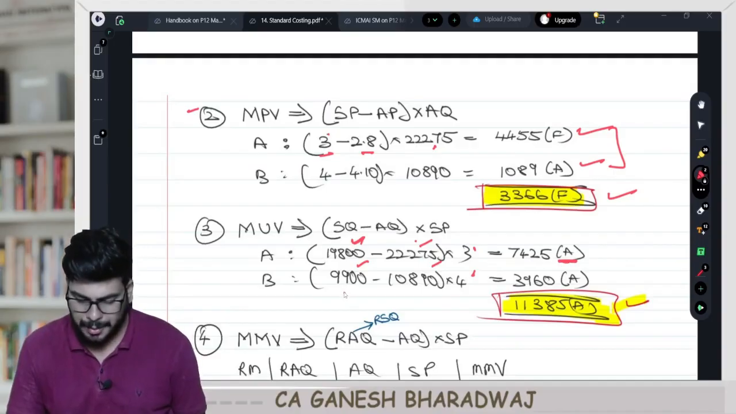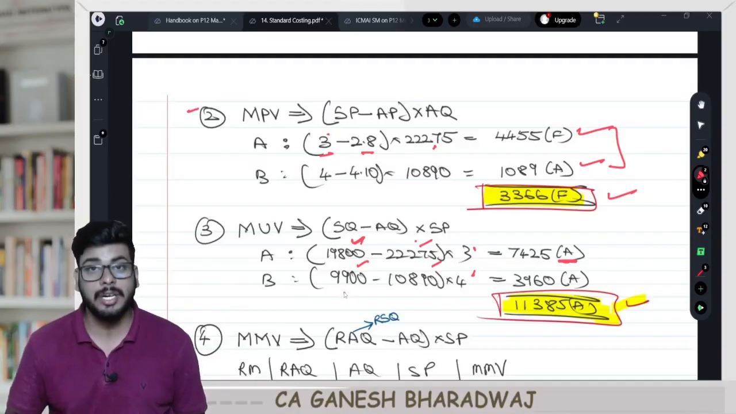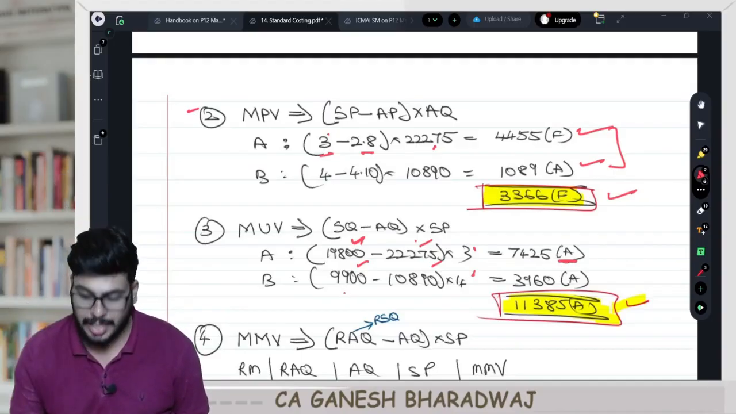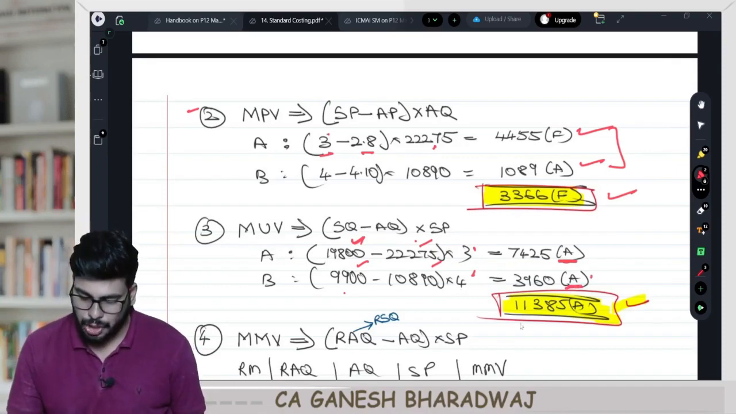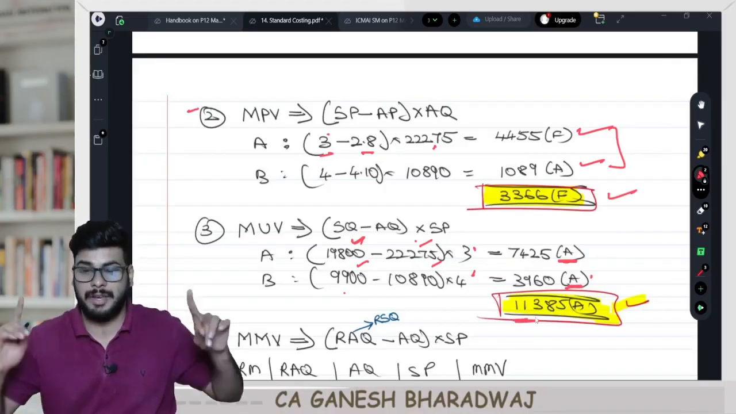Similarly, for raw material B, he could have consumed 9,900. Again, you've consumed what? 10,890. More you've consumed, into 4. So here also it's an adverse variance. Add the two, you get what? 11,385 adverse. Clear with this, guys?